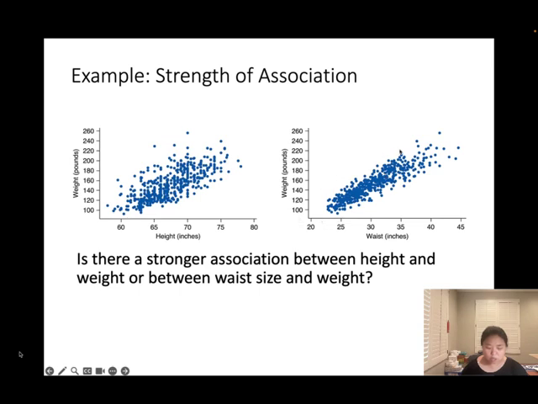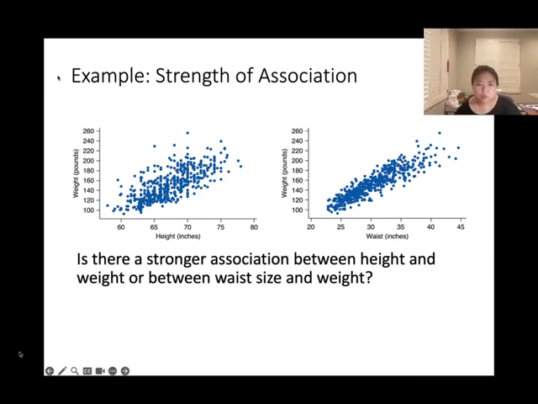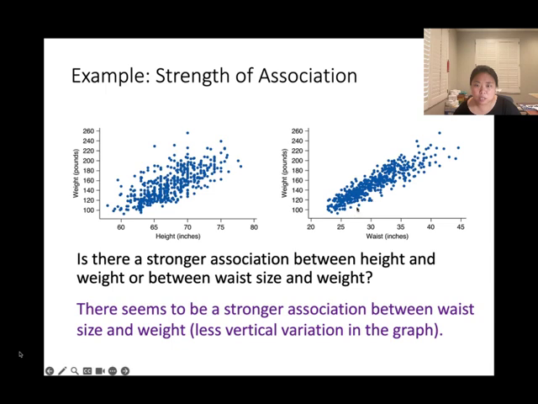Versus this one, this is with a small amount of scatter and little vertical variation. So we believe this example will have a strong association compared with this one. Is there a stronger association between the height and the weight, or between the waist size and the weight? So we're going to compare these two. Because this is a stronger association and this is a weaker association, we're going to say there seems to be a stronger association between the waist size and the weight because there is less vertical variation in the graph.